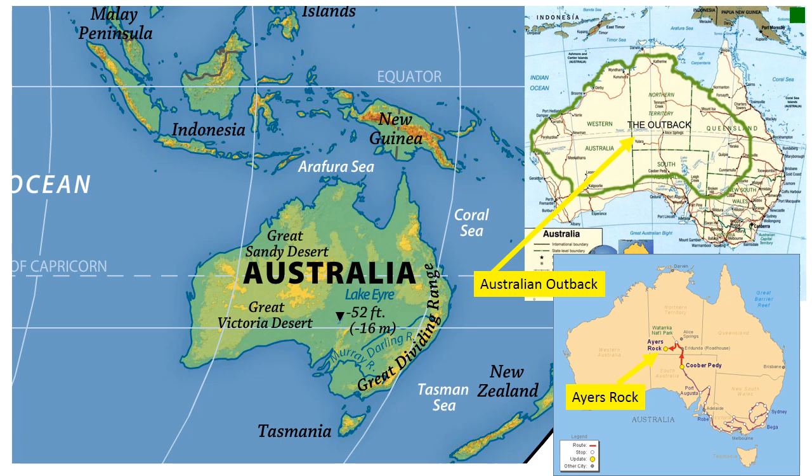The next features that we are going to talk about are located in Australia, and the first is the Australian outback. The Australian outback is in the center or the inland part of Australia. Then you have Ayers Rock, which is also found in the Australian outback. And the Ayers Rock is one of the most impressive landmarks in Australia.